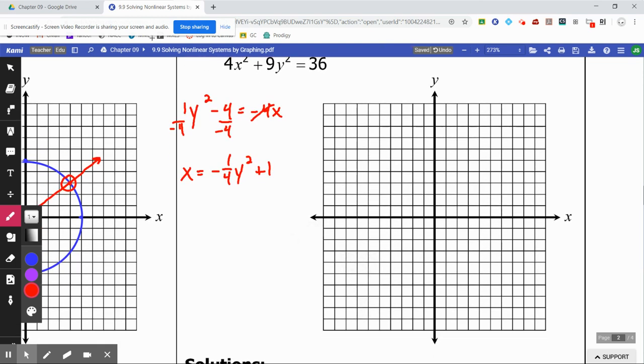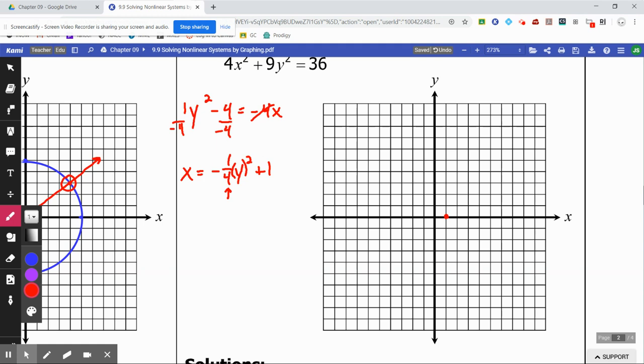You can see your vertex. The y in parentheses has not been moved up or down any. This plus 1 is going to move your vertex right 1. So right 1 and up 0, your new vertex is going to be at 1, 0. And you can go back and review transformations if you need to see why that happened. Now, since this is a negative, your p-value here would be negative 1, so this should open up to the left.